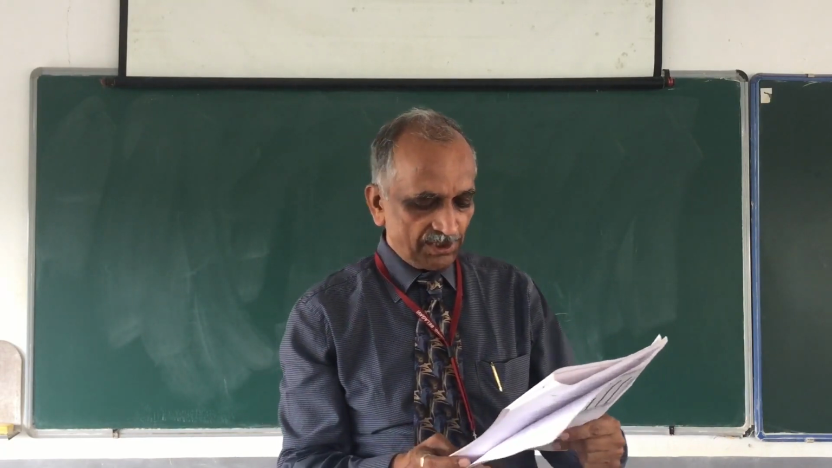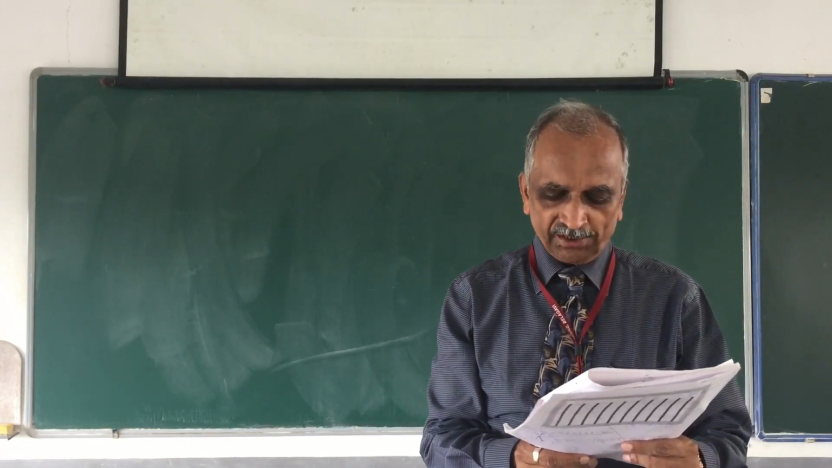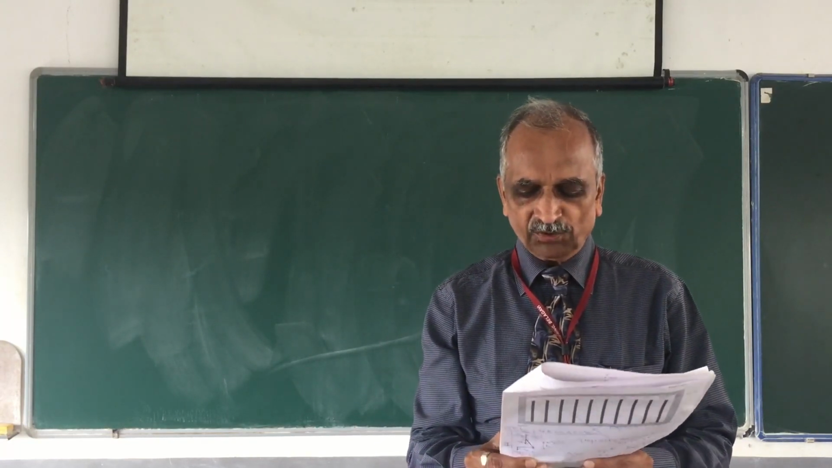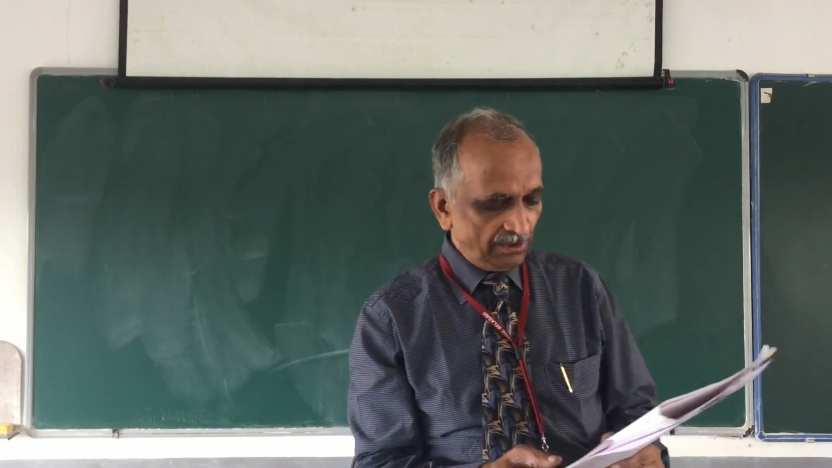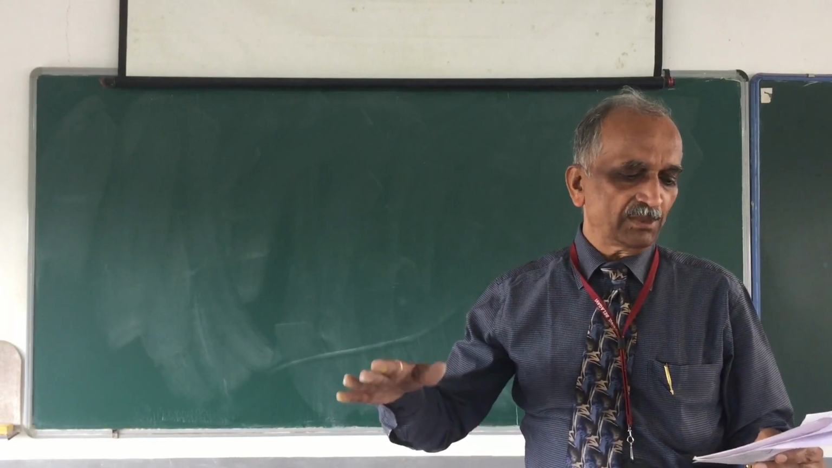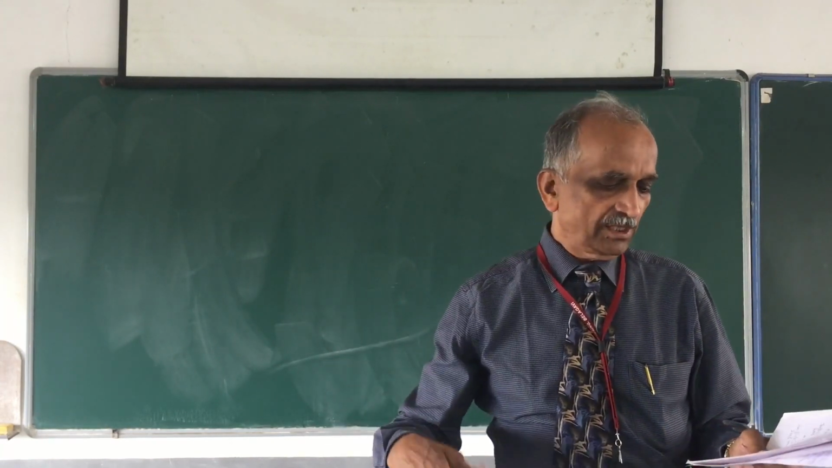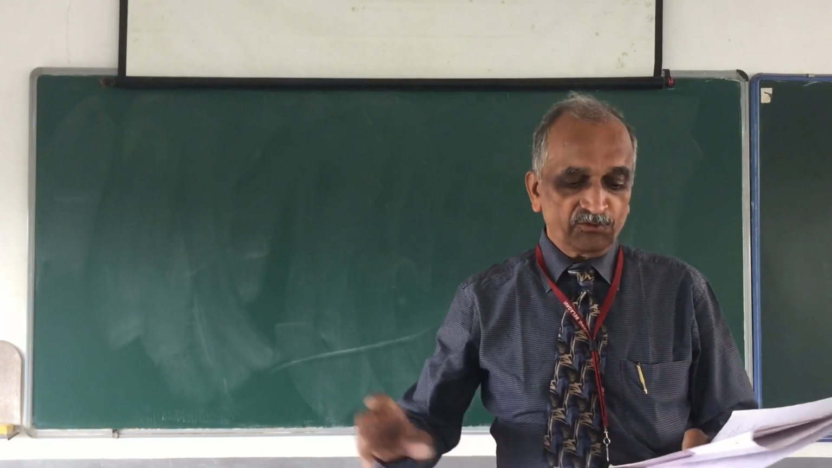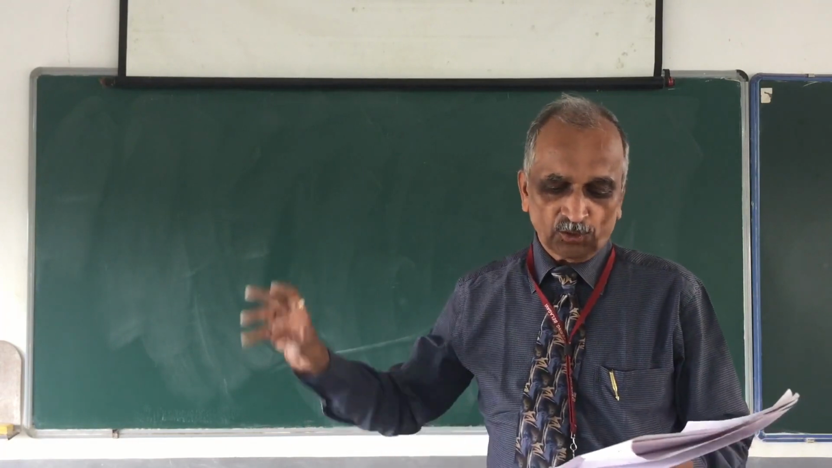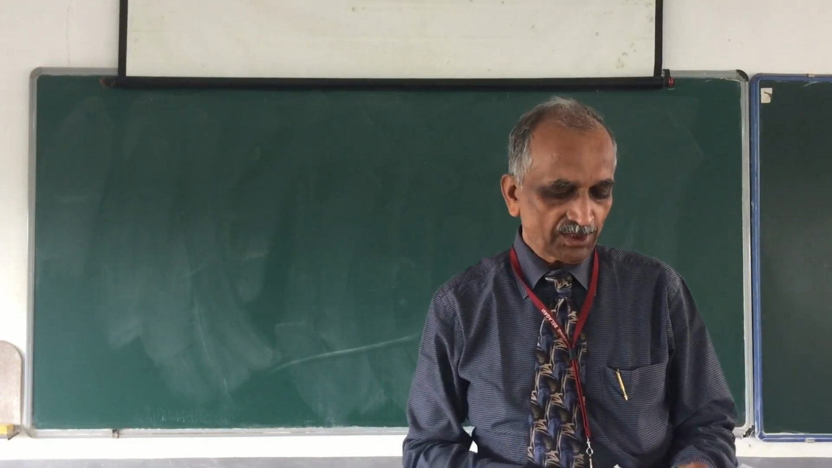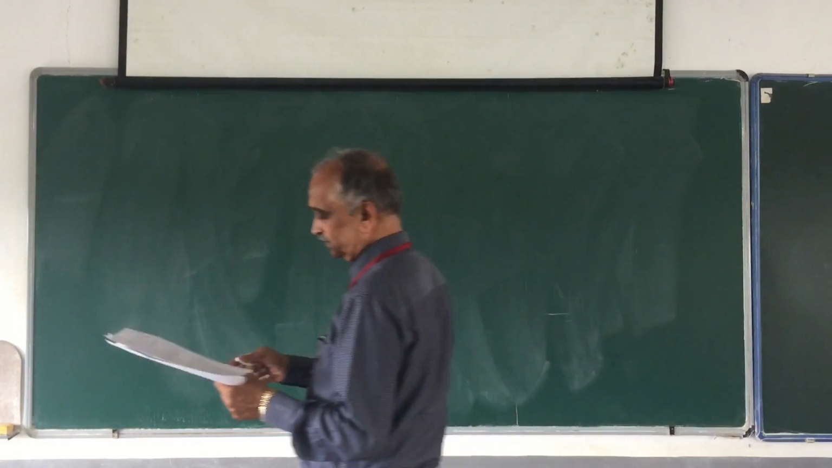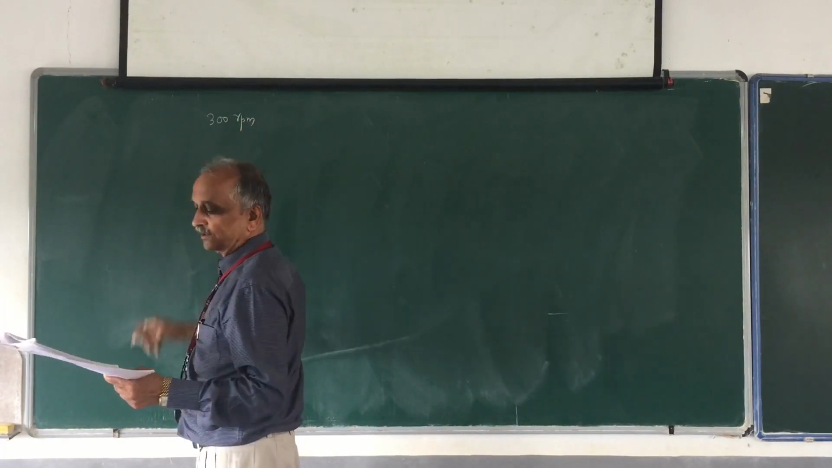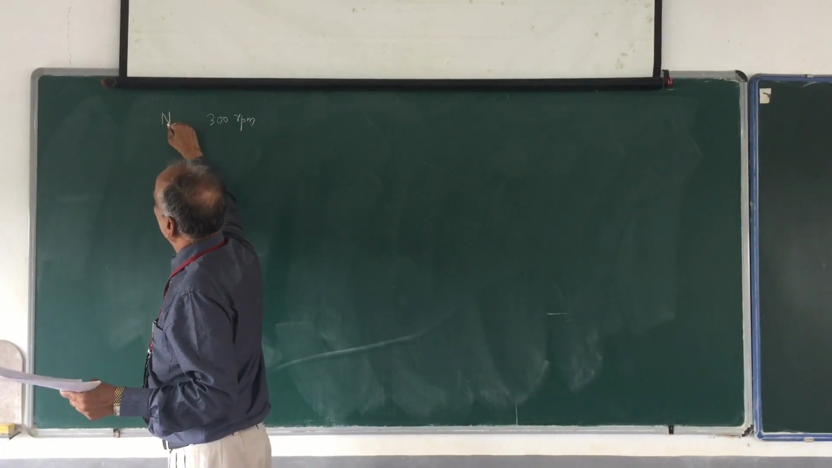A Hartnell governor moves between 300 rpm and 320 rpm for a sleeve lift of 20 mm. Okay, so a Hartnell governor, and 300 rpm is the lowest speed and 320 rpm is the highest speed. And for this, the sleeve undergoes a displacement of 20 mm. Okay, let me write down what these things are. 300 rpm, what is this? This is nothing but N minimum.